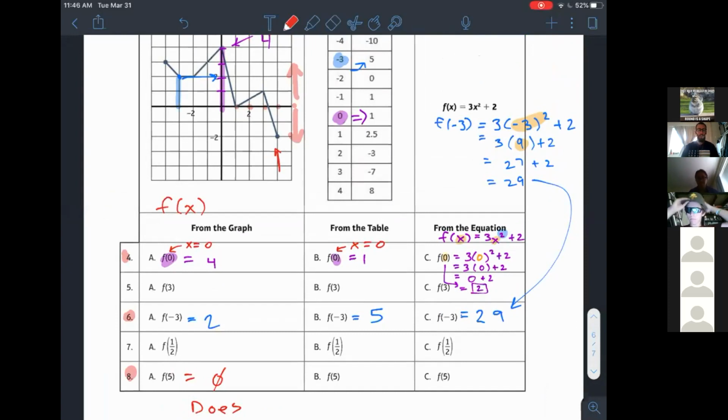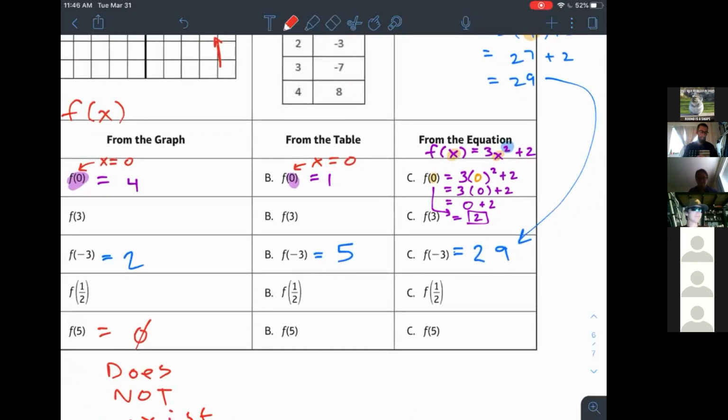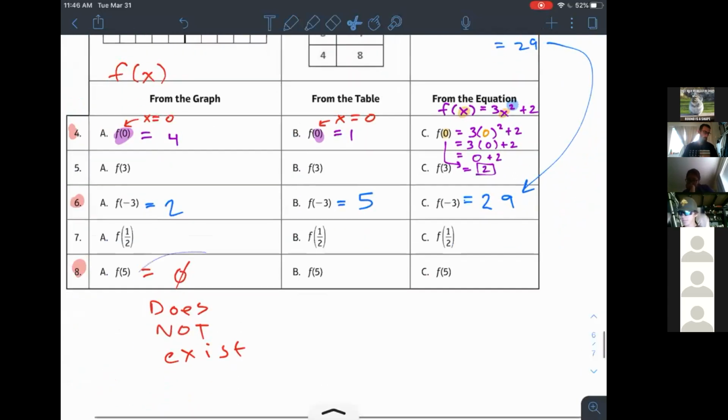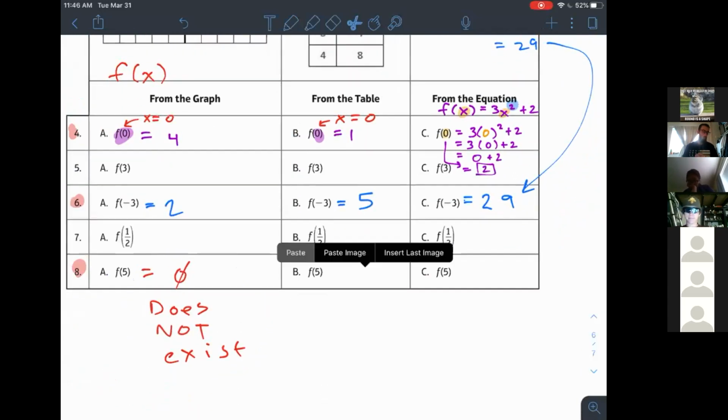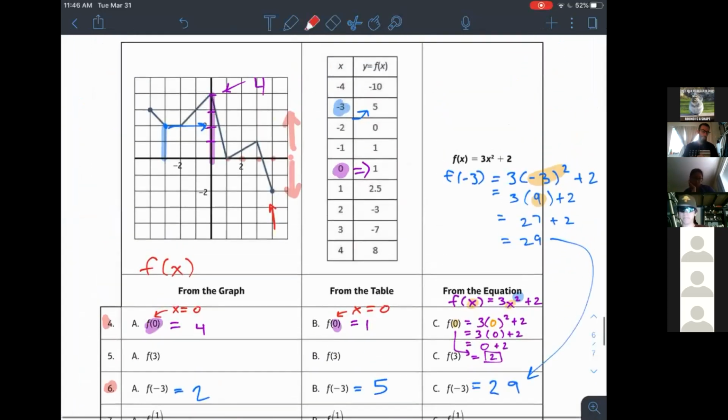Okay, what about when f is 5 from the table? Same answer. Does not exist, because if we look at our table, notice we don't know any information about when x is 5.